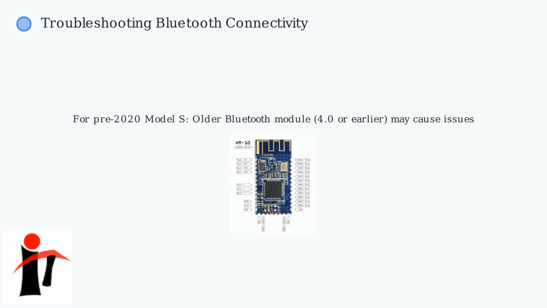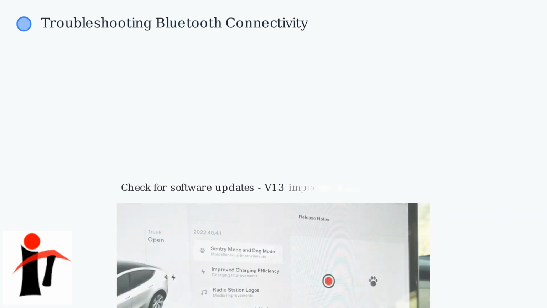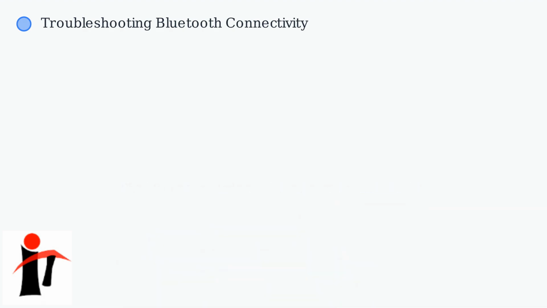If you have an older Model S from before 2020, the Bluetooth module version 4.0 or earlier might be causing compatibility issues. Finally, check for Tesla software updates, as version V13 and later include significant Bluetooth stability improvements.